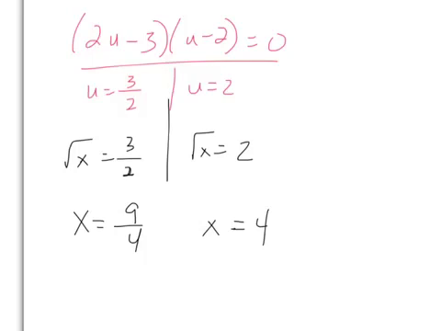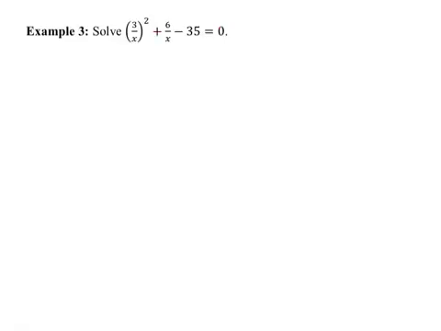Now when we check both answers here, we'll see that both of them work, giving us a solution set of 4 or 9/4. Example 3 says to solve the quantity 3 over x squared plus the quantity 6 over x minus 35 equals 0.